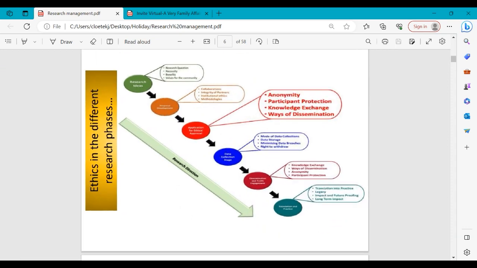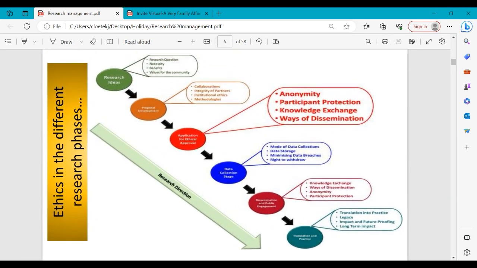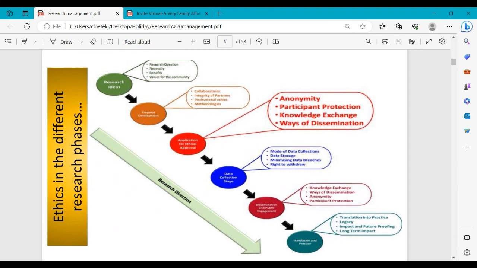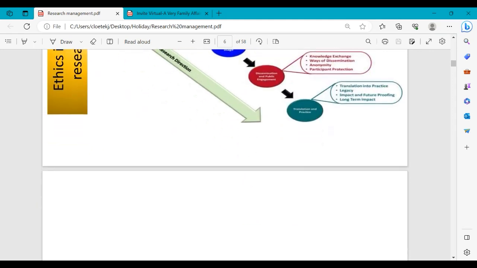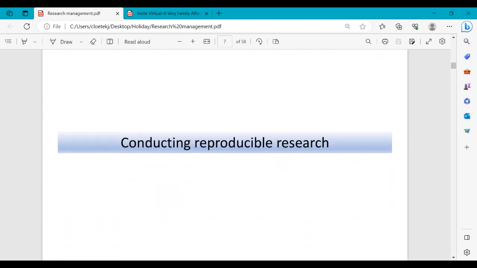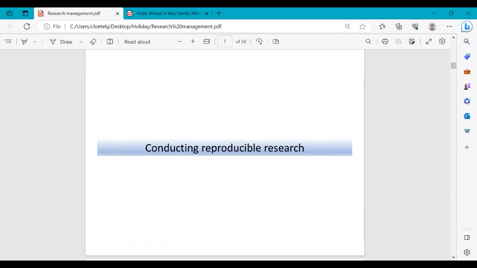So these are the different steps that we need to be considerate of, already starting at the idea, the proposal writing, the ethical writing, the data, and the dissemination, right? So now we're done with conducting ethical research. So we're done with that now.